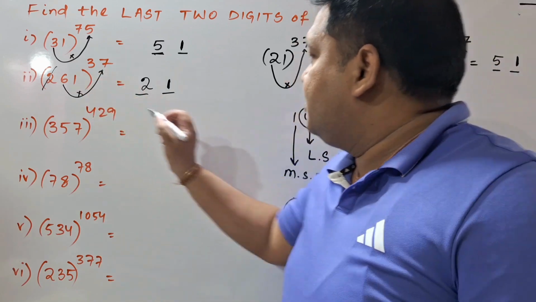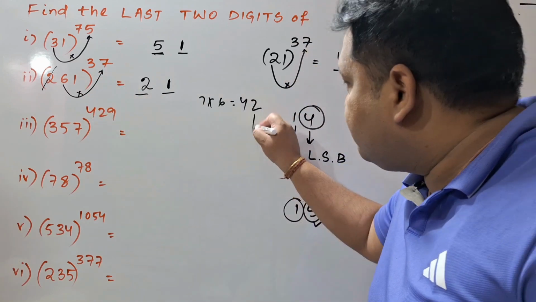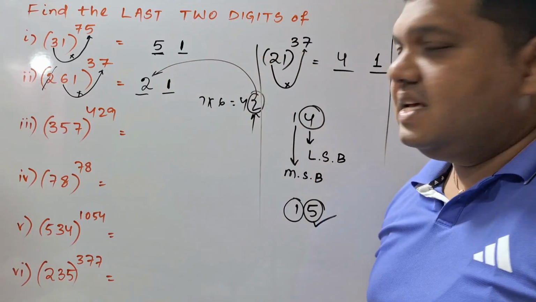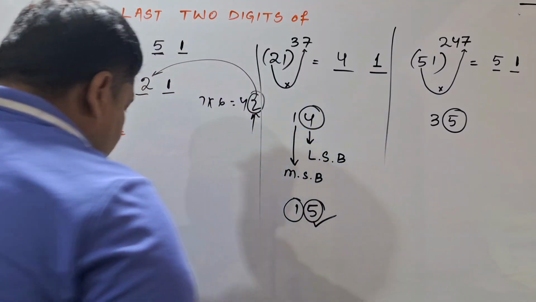You know this is 7 into 6, so this is 42. I have to write 2 here, 2 at the LSB. This is the concept. Clear? Once again, I will conclude this.